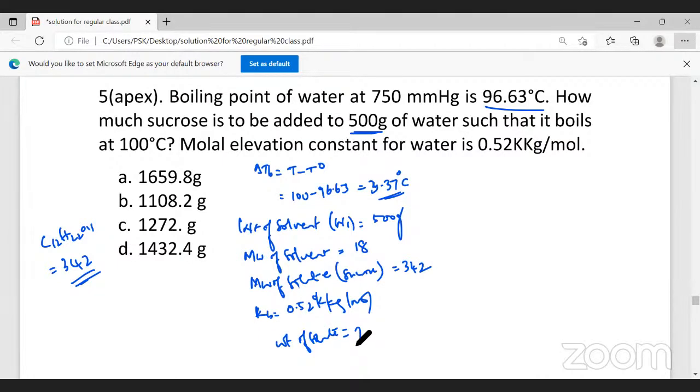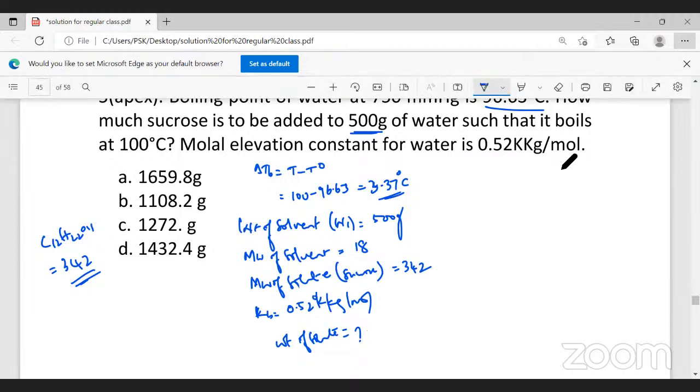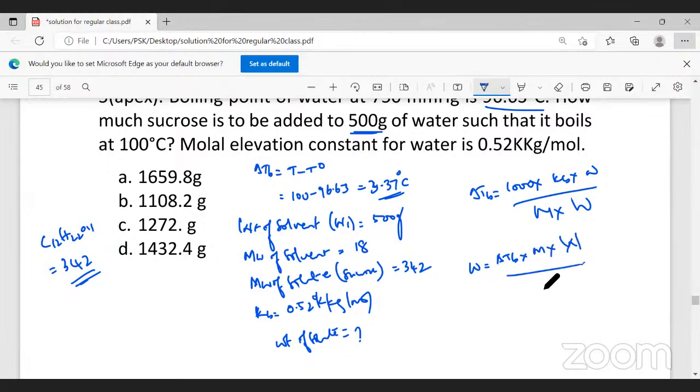This is the question. In order to do this question, we know that delta TB is equal to 1000 into Kb into w divided by M into capital W. So from this, we can calculate the weight. The weight of the solute, small w, will be equal to delta TB into molecular weight into capital W divided by 1000 into Kb.